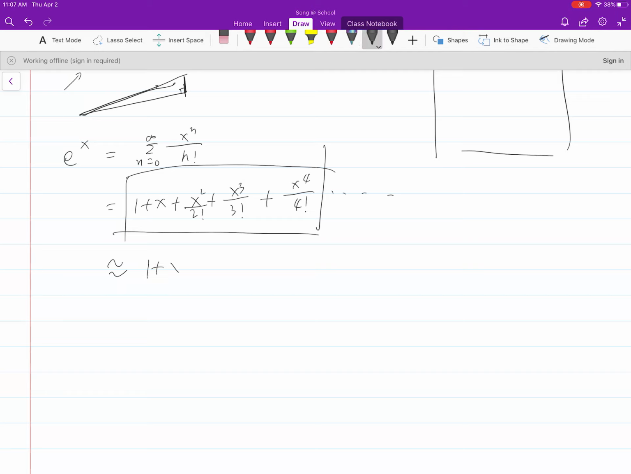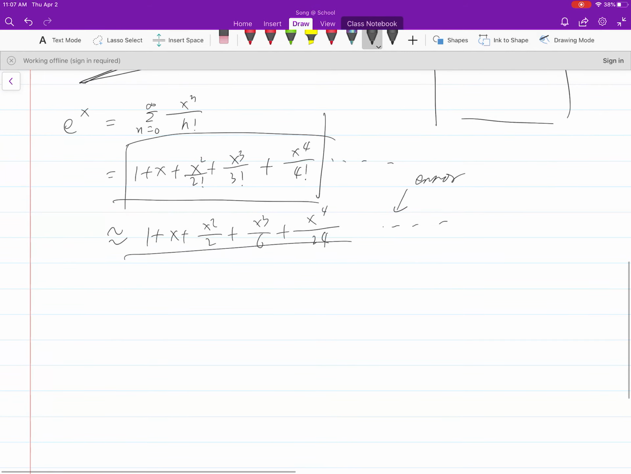It's approximately 1 plus x squared over 2 plus x cubed over 6 plus x to the 4th over 24. And we throw away all that, and let's assume the error is already under control. Remember, we can calculate the error technically, so you can actually estimate how many terms you need to get a certain precision. But let's just say we stop here. Then what is e to the 2? I'm going to give you the best number I can have with this approximation.